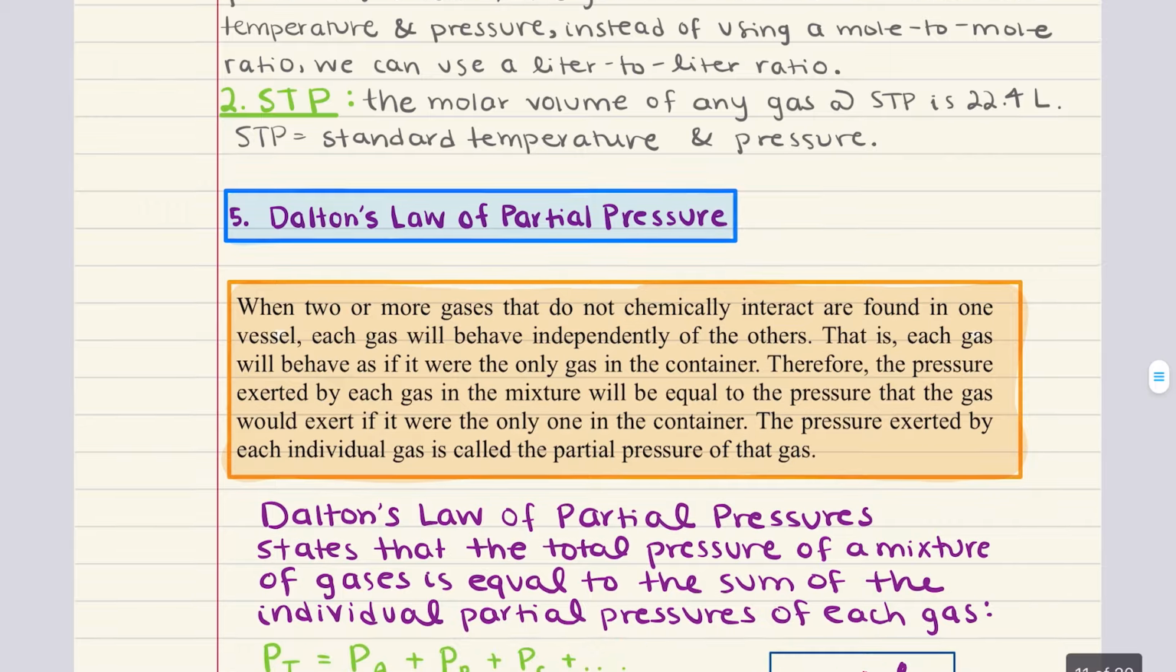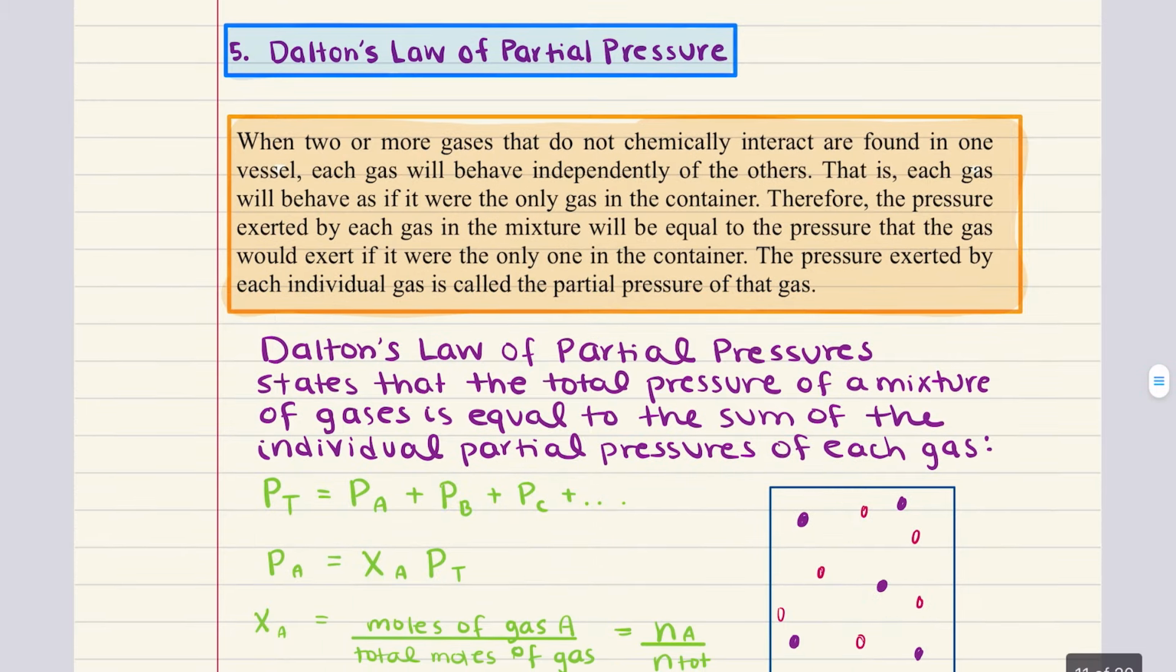Let's go ahead and move into our fifth objective, which focuses on Dalton's law of partial pressure. When 2 or more gases that do not chemically interact are found in one vessel, each gas will behave independently of the others. That is, each gas will behave as if it were the only gas in the container. Therefore, the pressure exerted by each gas in that mixture is going to be equal to the pressure that that gas would exert if it were just the only gas in the container.